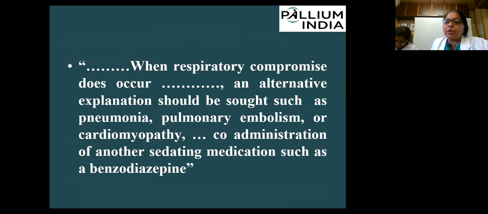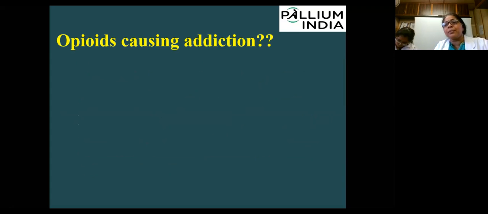Look for a pulmonary embolism, a pneumonia, a pleural effusion, a cardiomyopathy, or whether you're giving him a benzodiazepine along with opioid, because many a times the patient is already taking it. You've not got it out in your history. So these are the things you need to worry about more.